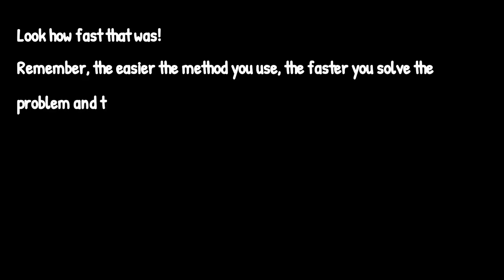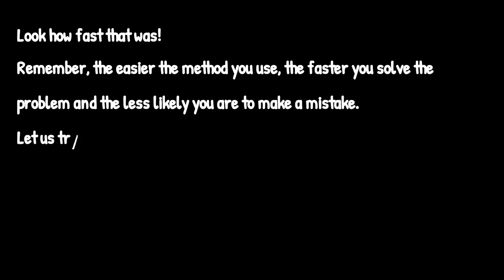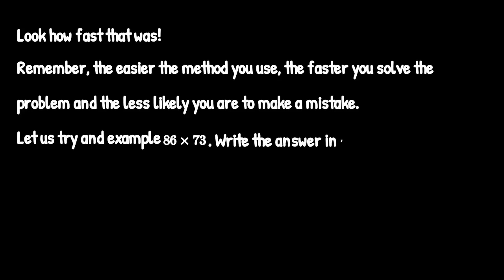This brings us to a fundamental law of mathematics. The easier the method you use, the faster you will solve the problem, and the less likely you are to make a mistake. Your brain hasn't suddenly grown bigger. You're just using it more effectively. Now try this problem, multiplying 86 with 73, and write the answer in the comments.